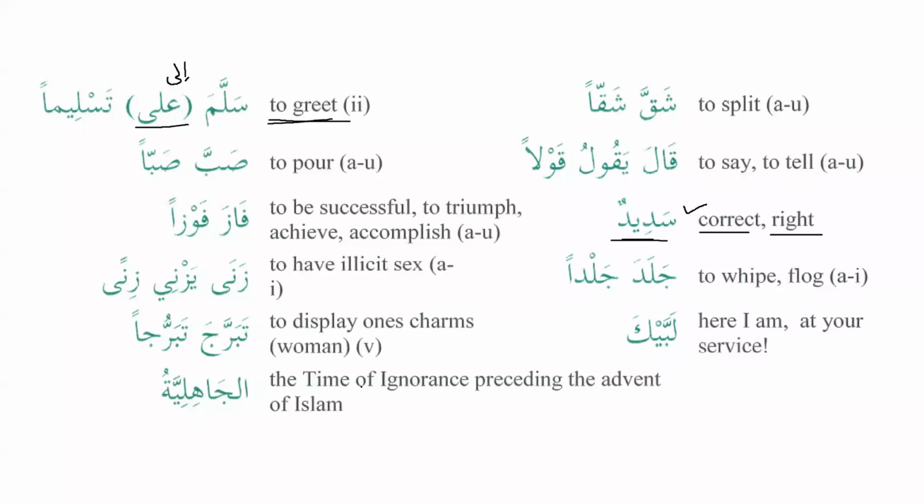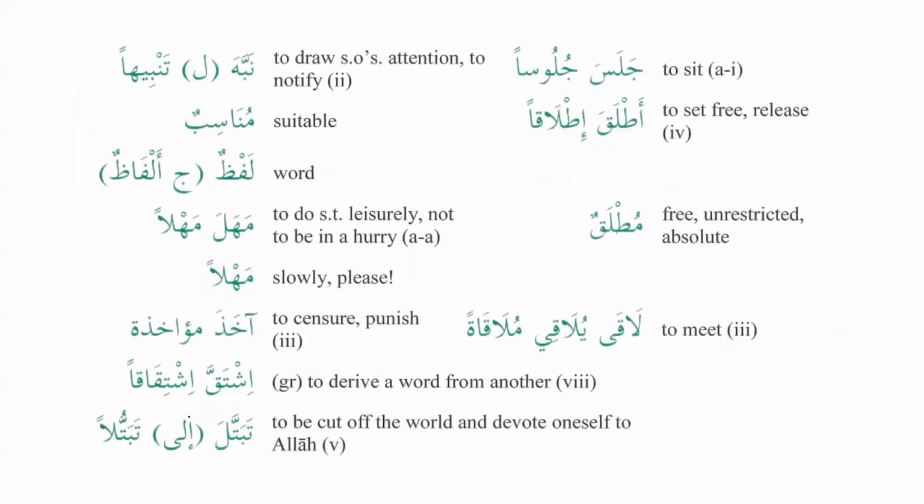Tabarraja yatabarraju tabarrujan, to display one's charms, especially for women. Labbaika, here I am at your service. So labbaik, labba yulabbi talbiyatan. And we pronounce it when we go for Hajj or Umrah. And even if your father calls you, you can say labbaika. And if your mother calls you, you can say labbaiki. Excellent. And tabarrajul jahiliyatu, the time of ignorance preceding the advent of Islam. So before Islam, the women used to do the act of displaying their beauty, tabarruj. Yes, Surah Ahzab.